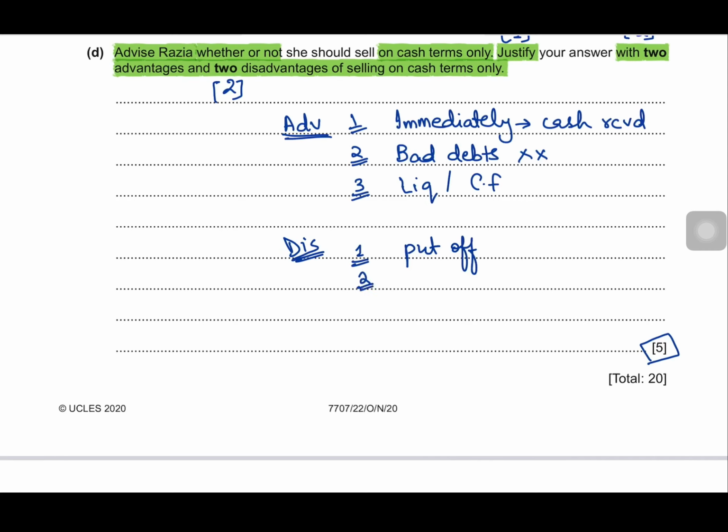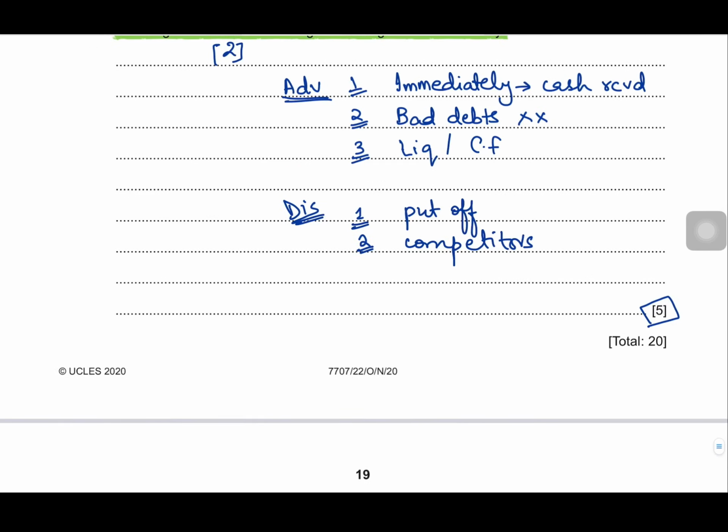So because of this, Razia's customers, some of them might prefer going to her competitors if they are still allowing credit terms, right? If they are still allowing a credit period of 10 days, 15 days to pay at a later date. Similarly, after talking about the competitors, this can also affect the market share of Razia's business if more customers switch to other businesses or the competitors.